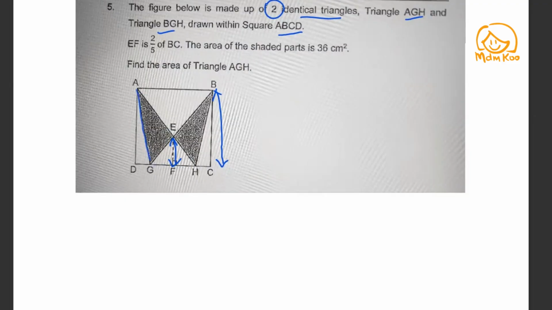Triangle AGH is here. So I'm looking at this AGH, and because I know this is a square, the height of these two triangles is the same. Next, I know that they have a common base. This is the base for all the triangles we are looking at here. We have AGH, we have BGH. We also have a small triangle. We're going to use this EGH here because we know the ratio of the heights of this with the triangle AGH. Using the common base concept, we're going to do this.